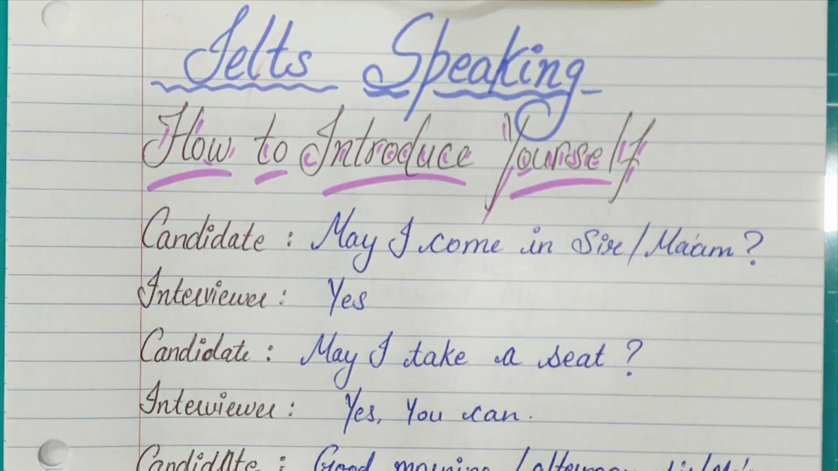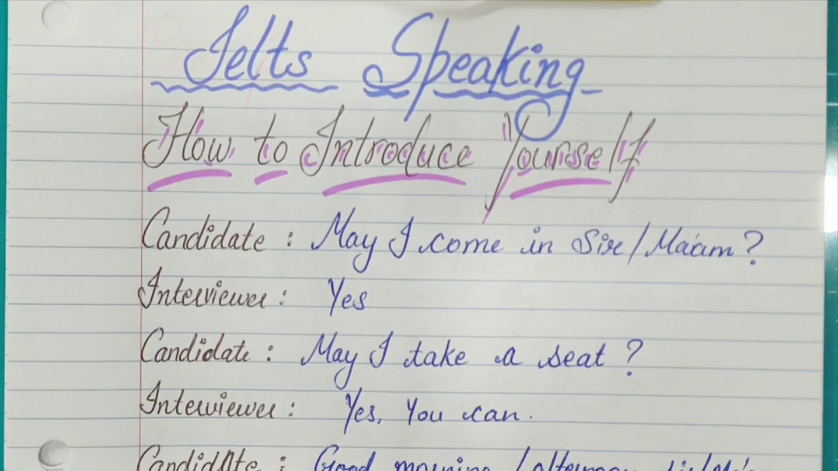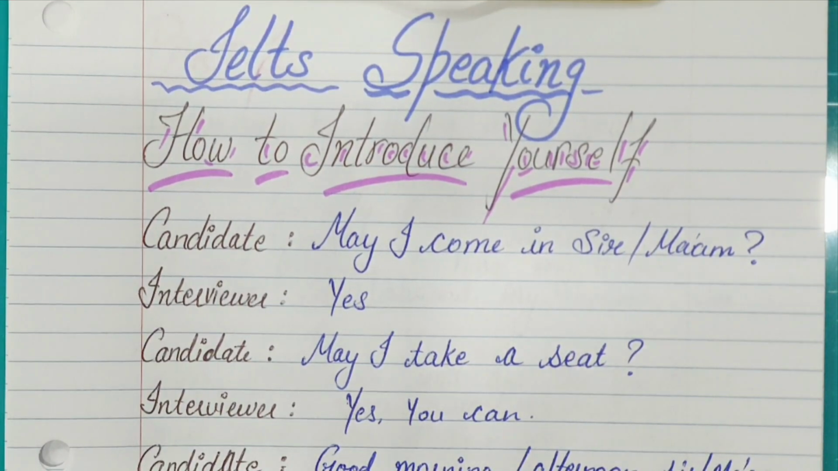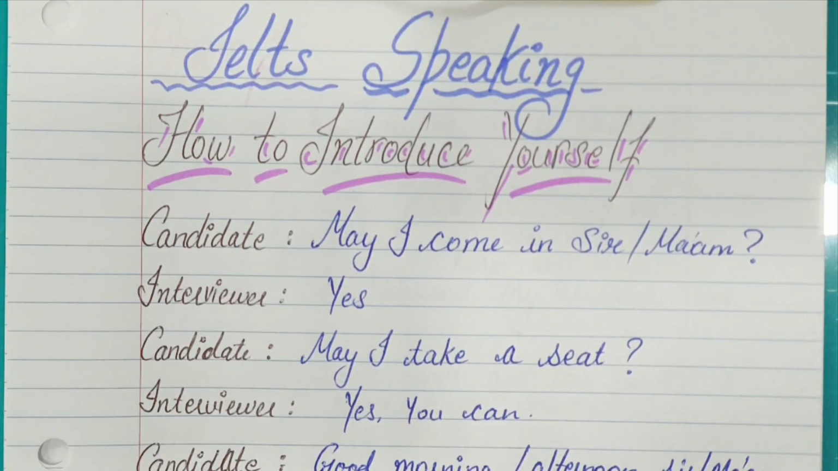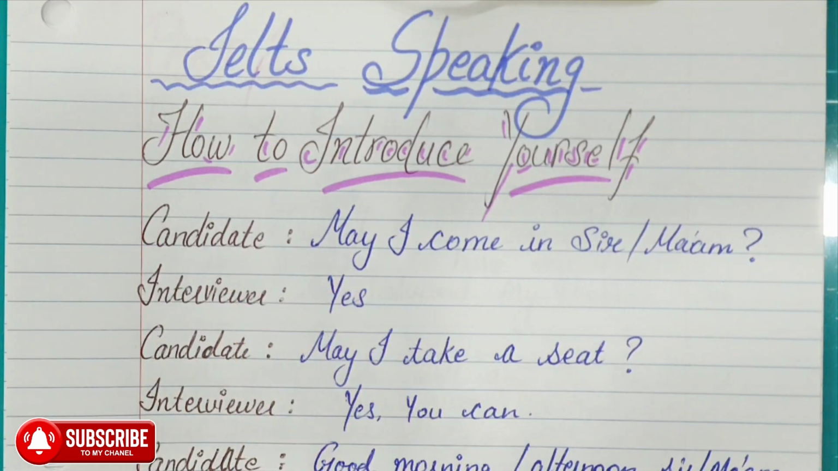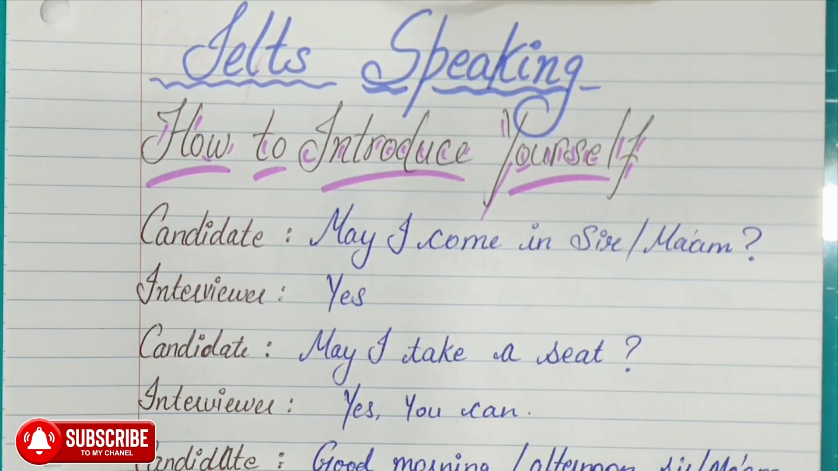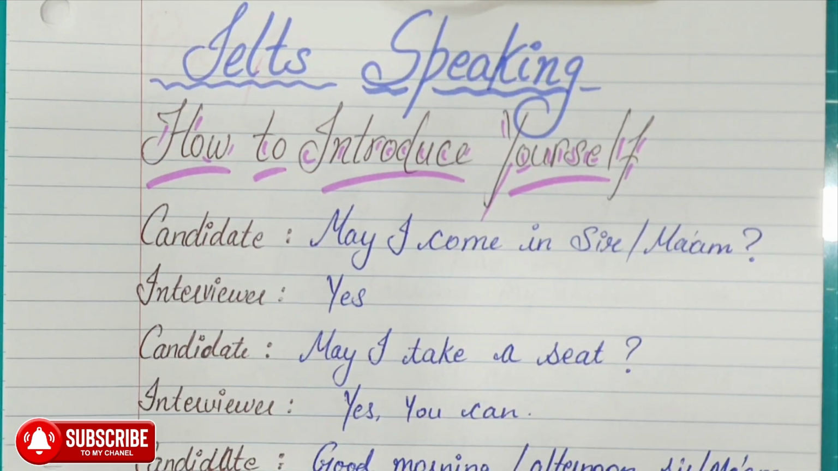Today I'm going to teach you how to introduce yourself while giving the IELTS speaking exam. So when you go outside the room, you are the candidate, and you may ask, may I come in, sir or ma'am? Whenever you see there is a person, if he's a male, then you should say sir, and if she is a lady, then ma'am.